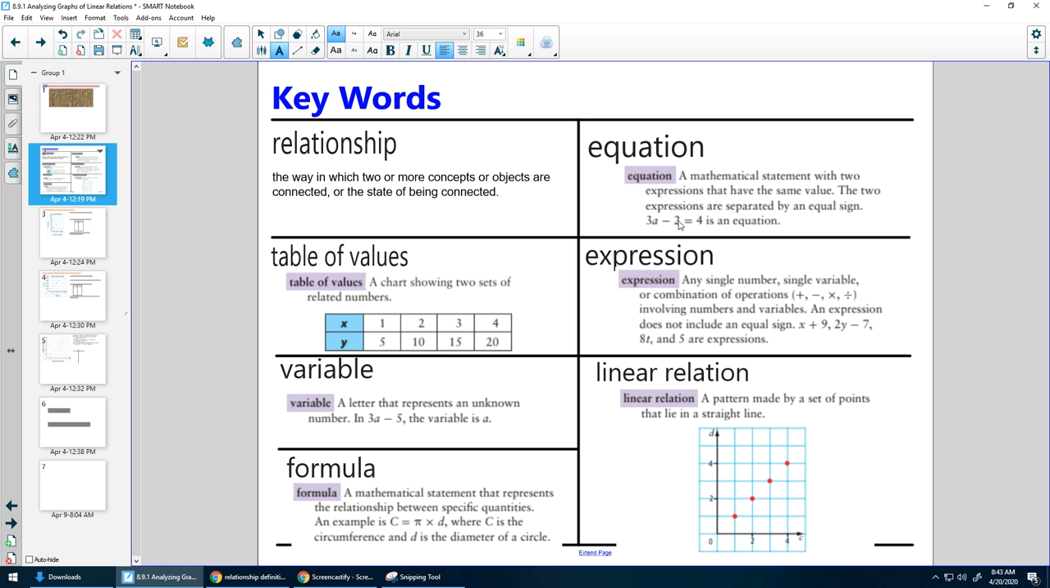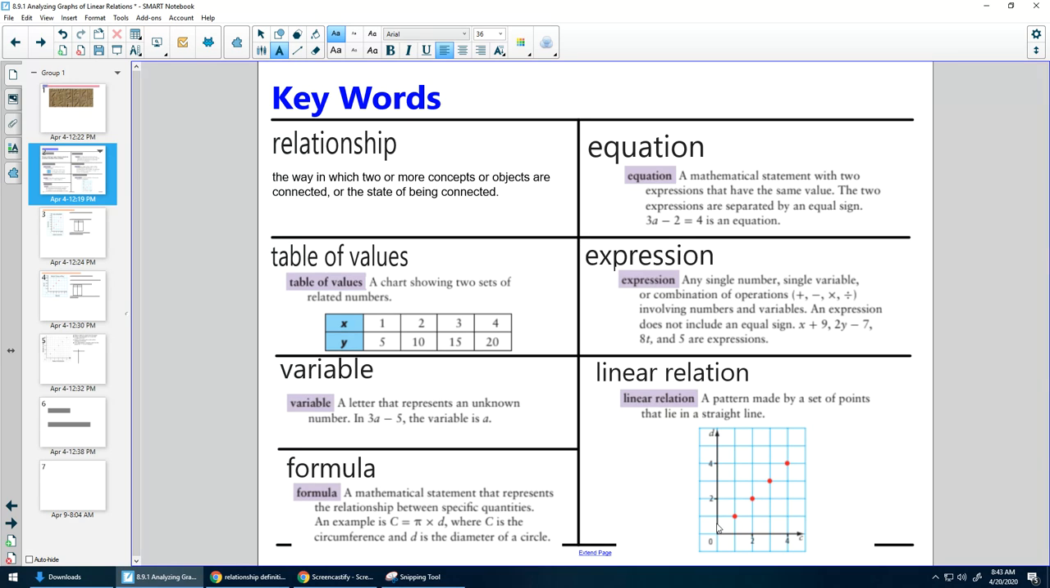An expression is any single number, single variable, or combination of operations, plus, minus, multiply, divide, involving numbers and variables. An expression does not include an equal sign. So x plus 9, 2y minus 7, 8t, and 5 are all expressions. And then lastly, we have linear relation, a pattern made by a set of points that lie in a straight line. So as you can see here, if we were to connect these points, that would create a straight line. So we know that that's a linear relation.